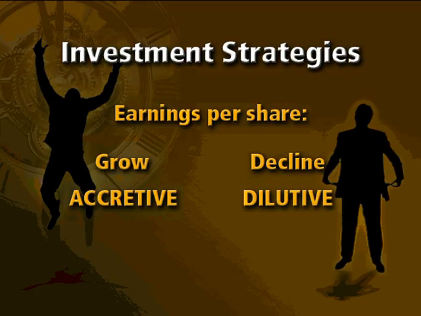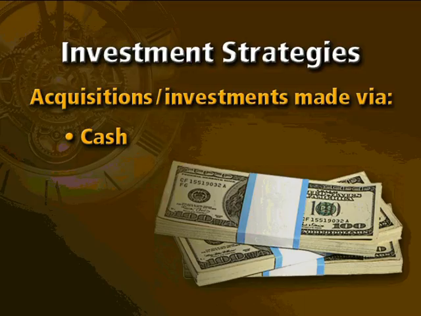When earnings per share go up as a result of a transaction, that transaction would be considered accretive. When earnings per share decline as a result of a transaction, that transaction would be considered dilutive. Companies can use cash, debt, or equity to make these acquisitions.